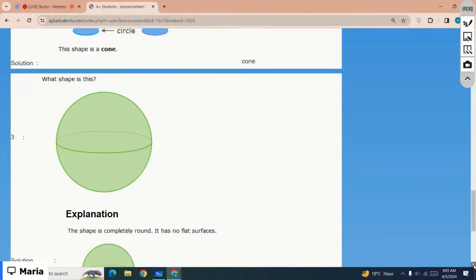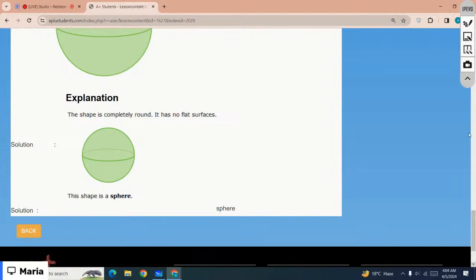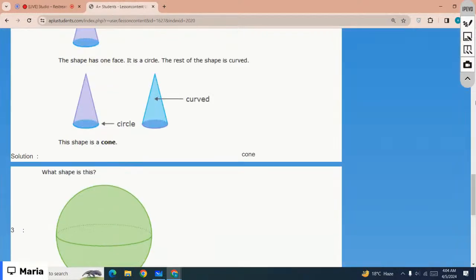What shape is this? Which is the correct option? The shape is completely round and has no flat surfaces. The shape is known as a sphere. That's a ball you play with. So the shape is a sphere. The correct option is sphere.